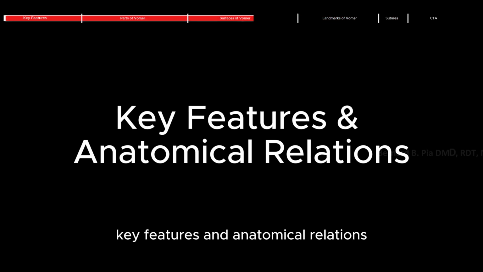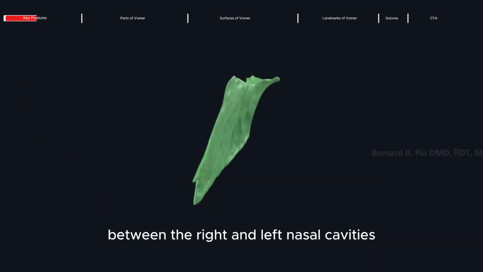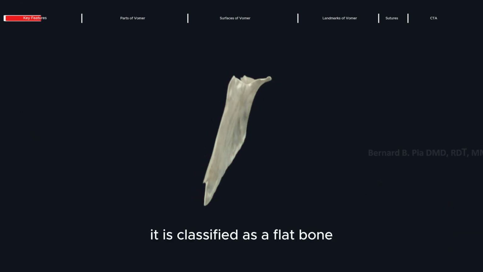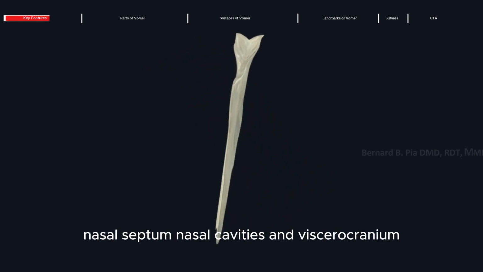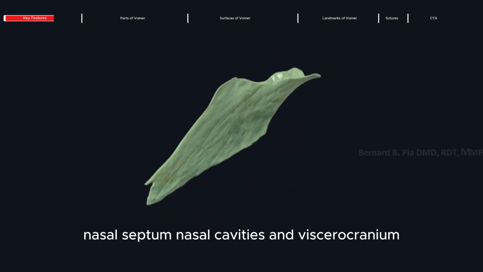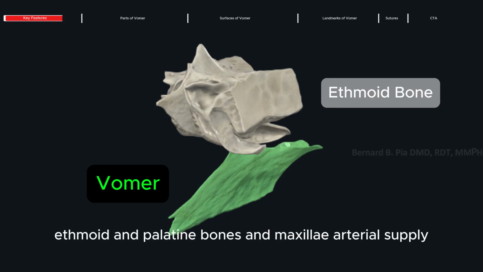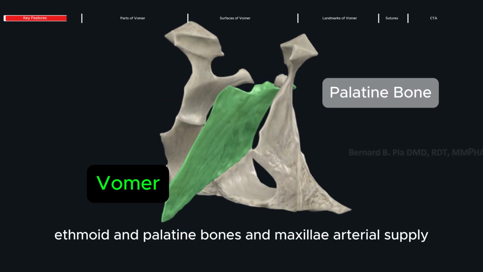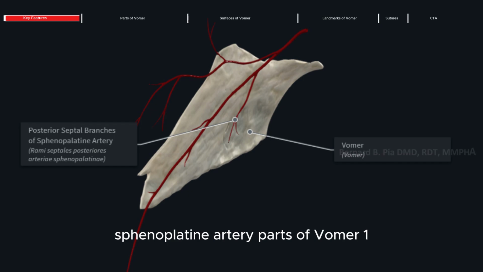Key features and anatomical relations. The vomer is a single thin, quadrilateral bone that is located along the midline between the right and left nasal cavities. It is classified as a flat bone and contributes to the formation of the bony nasal septum, nasal cavities, and viscerocranium. Articulates with sphenoid, ethmoid, and palatine bones, and maxillae. Arterial supply: sphenopalatine artery.